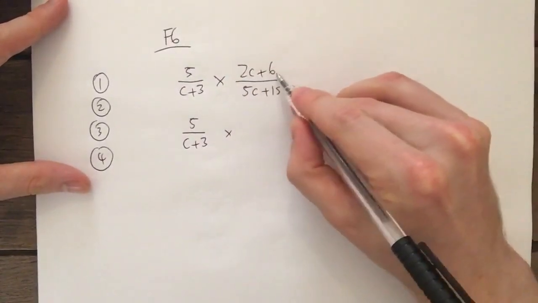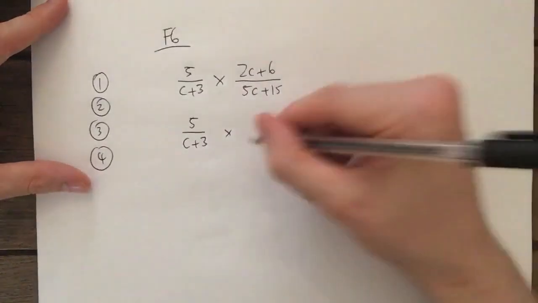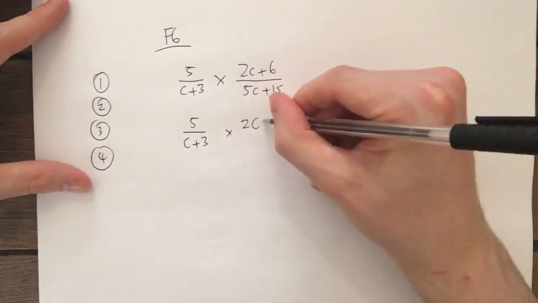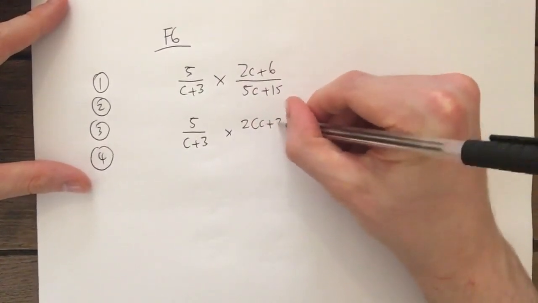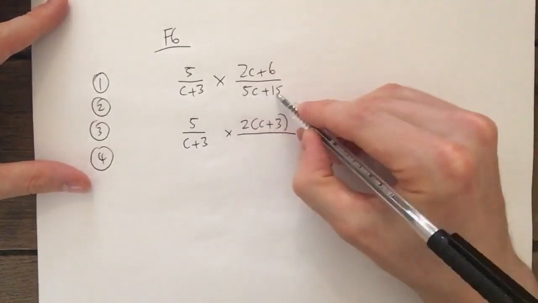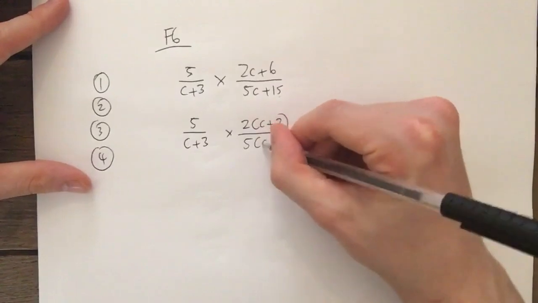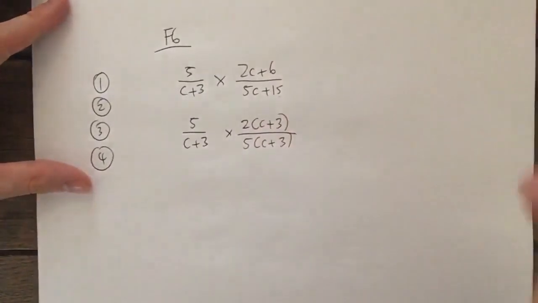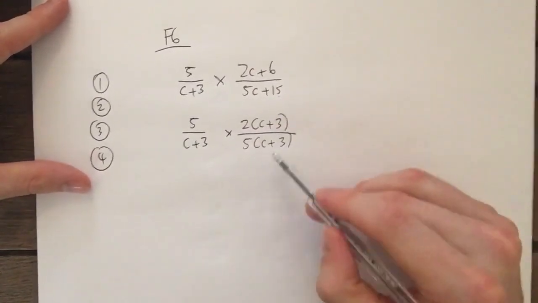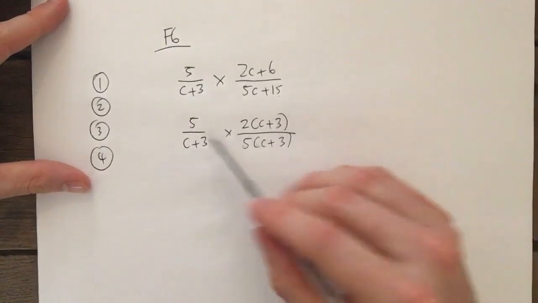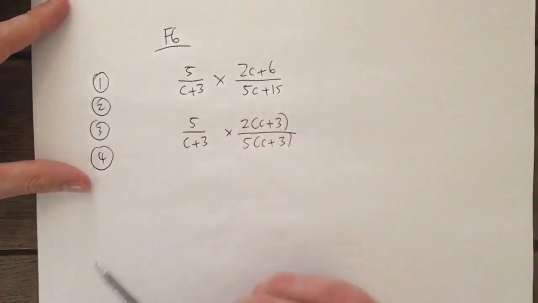Right, 2c plus 6, 2 comes out of it. Again, linear factorisation. So it'd be 2 bracket c plus 3 over 5c plus 15. Yes, I can factorise that as well. So it'd be 5 bracket c plus 3. Okay, do not simplify them straight away. We don't work that way.